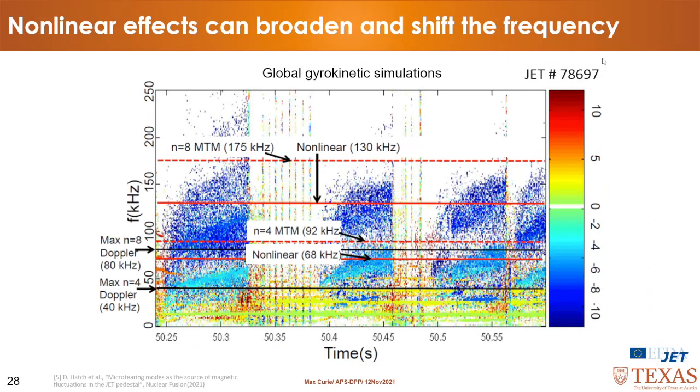So one more discharge, in JET, gives us an idea of the nonlinear effect. Global linear simulation predicted n equals 4 and 8 being unstable, marked as a red dashed line. The global nonlinear simulation broadened the frequency band and shifted down the frequencies, which resembles the experimental observation: one band at 68 kilohertz, another at 130 kilohertz.